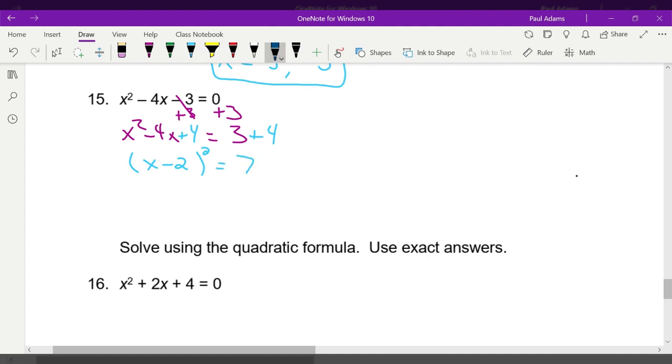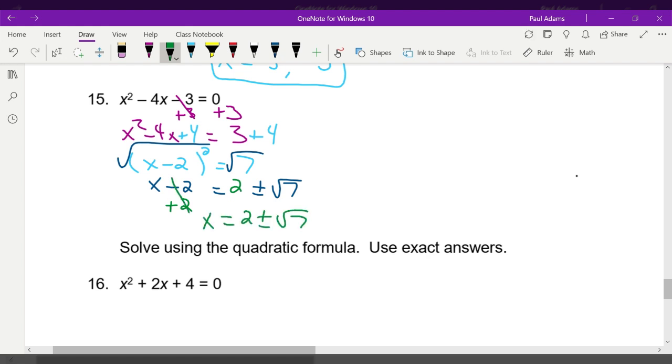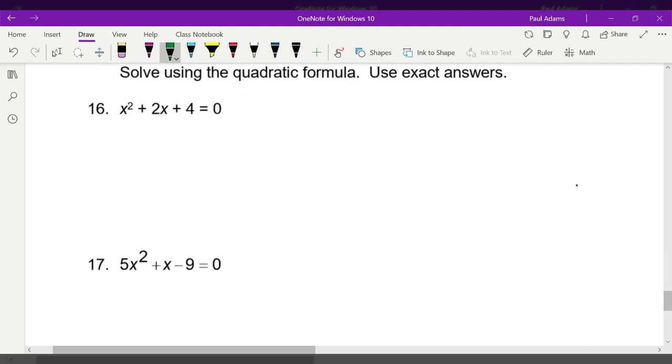Right. Then we just go about solving. Take the square root of both sides. You're going to be left with x minus 2 equals plus or minus the square root of 7. And then we add 2. I'll change the color of that. So we add 2 to both sides. So you're going to get x equals 2 plus or minus the square root of 7. And that is an exact answer because you can't take the square root of 7 evenly. You'd be left with a decimal. And we don't want to round decimals. Okay, that's not exact.